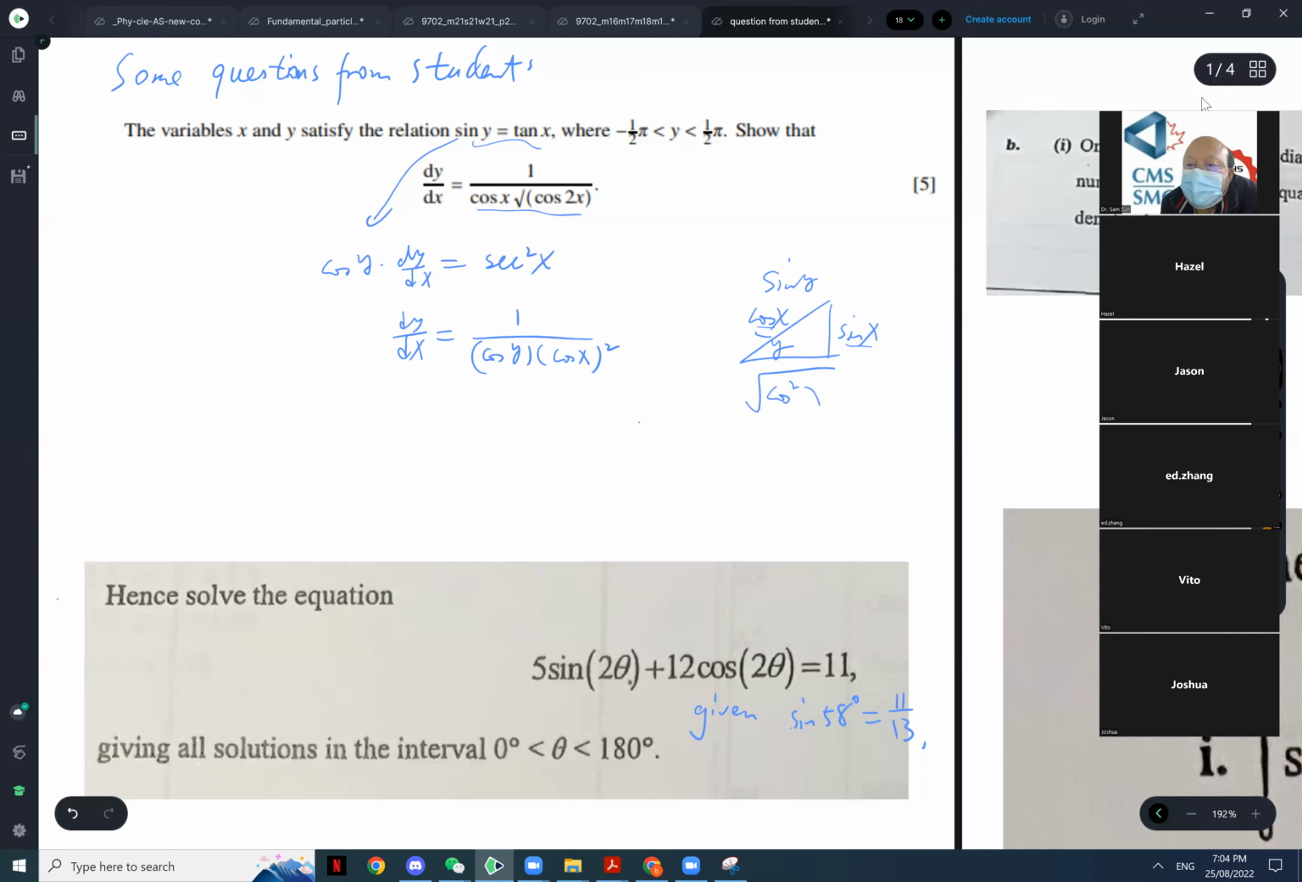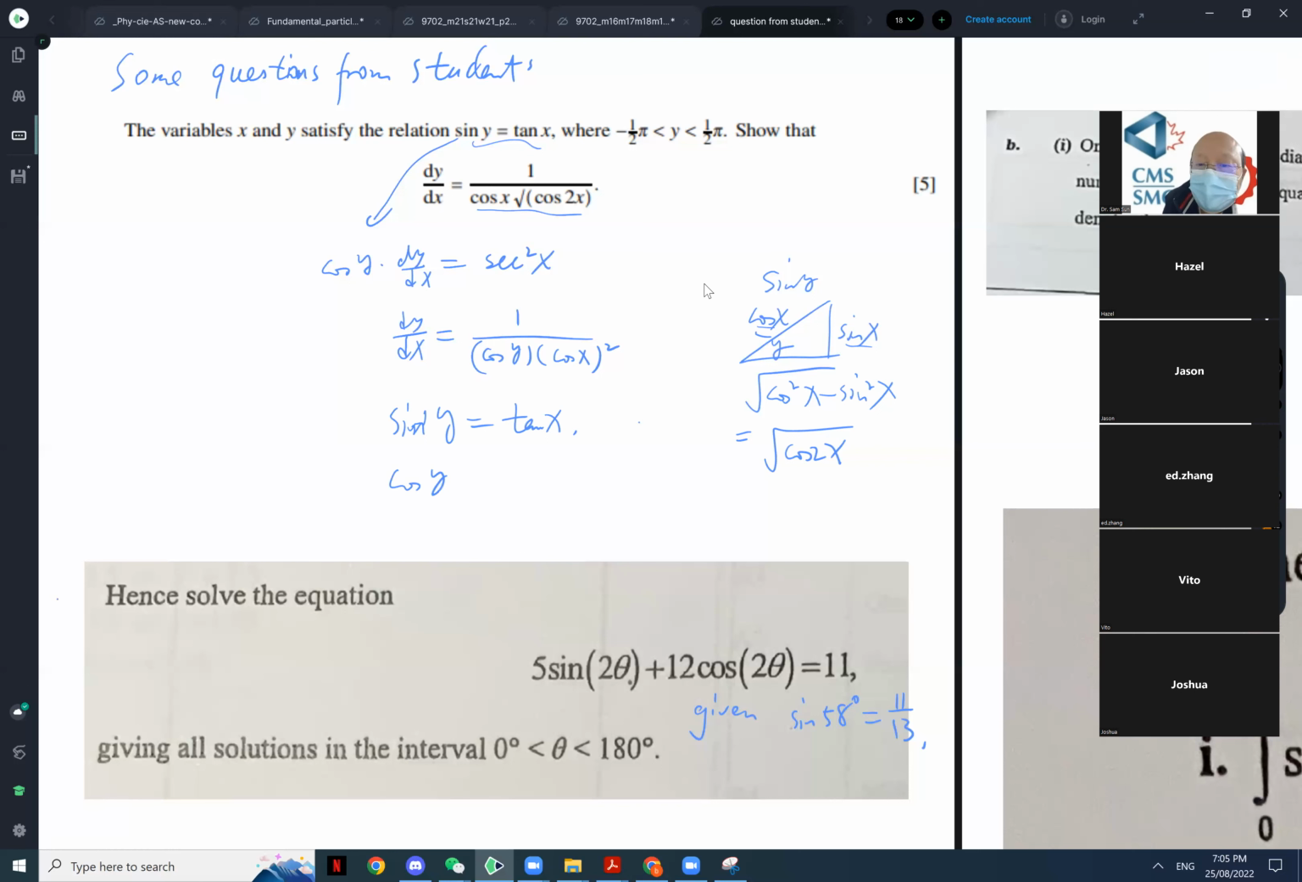Cos squared x minus sin squared x. Yes, so this is cos 2x. You can write the working here. Sin y equals tan 2x. Cos y equals... 2x.